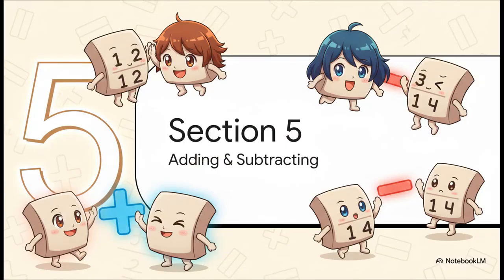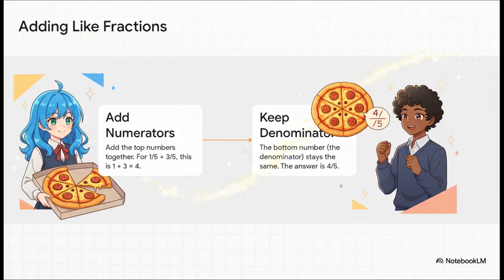We are on the home stretch. For our very last section, we're going to put it all together and finally do some math with these fractions. Let's dive into adding and subtracting. Adding like fractions is so easy. You only do one thing: add the top numbers. That's it. The denominator stays exactly the same because the size of the slices isn't changing. So if you have 1/5 of a pizza and your friend gives you 3/5 more, you just add 1 plus 3. That's 4. You now have 4/5 of the pizza. That's all there is to it.